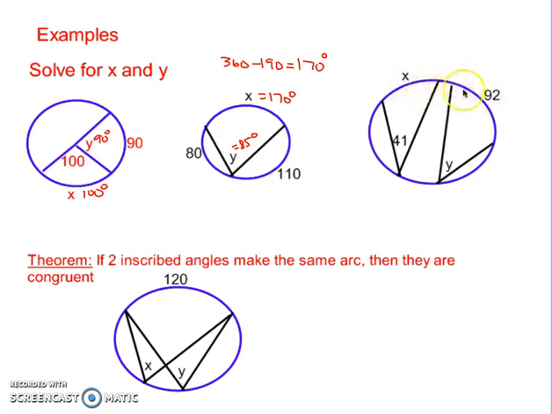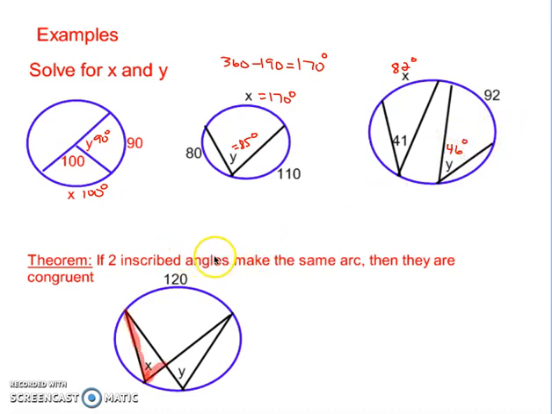Looking at the third example here, this 41 degrees comes from an inscribed angle, which means this arc across from it has to be double that value. So double 41 would be 82. And this one, I gave you the opposite. I gave you the intercepted arc, which is 92. And if I take half that, it gives me 46.